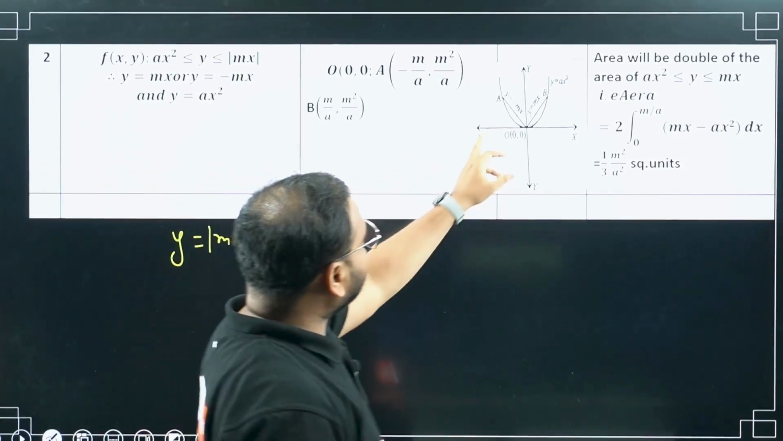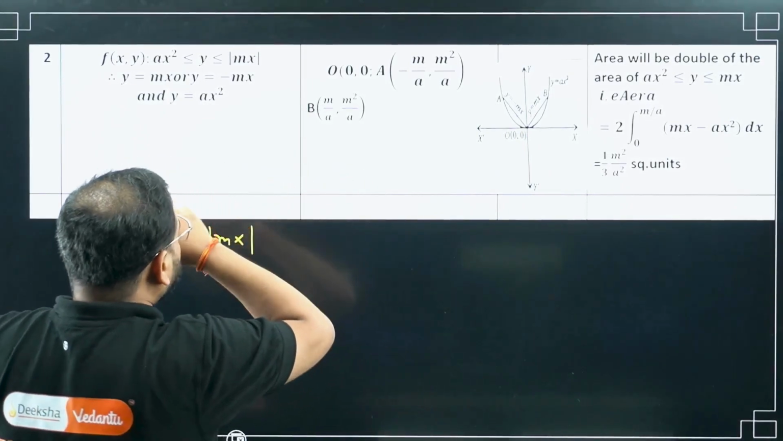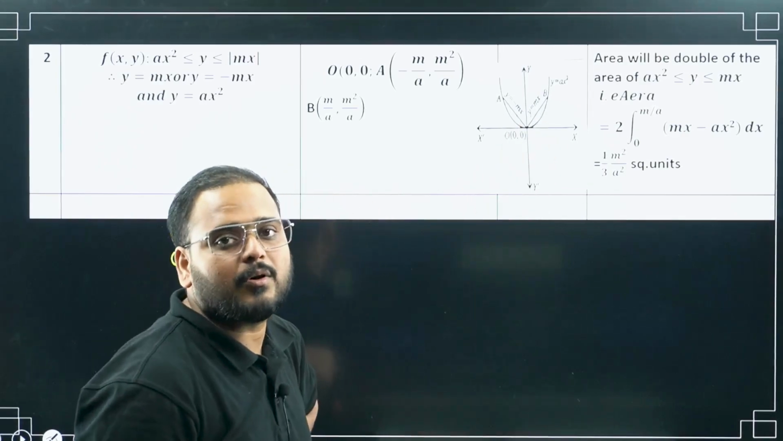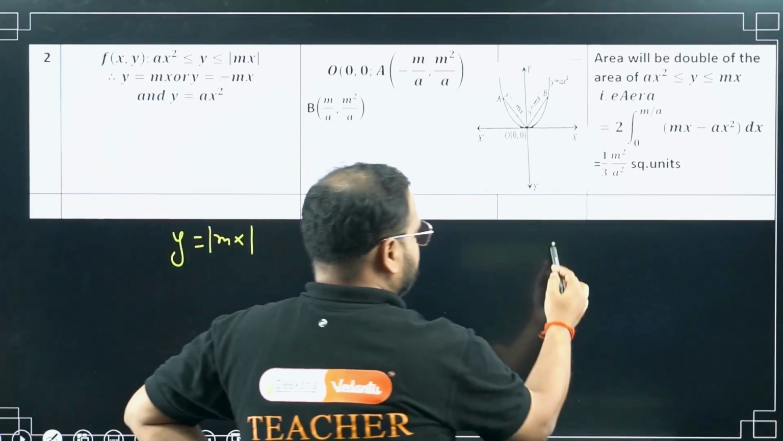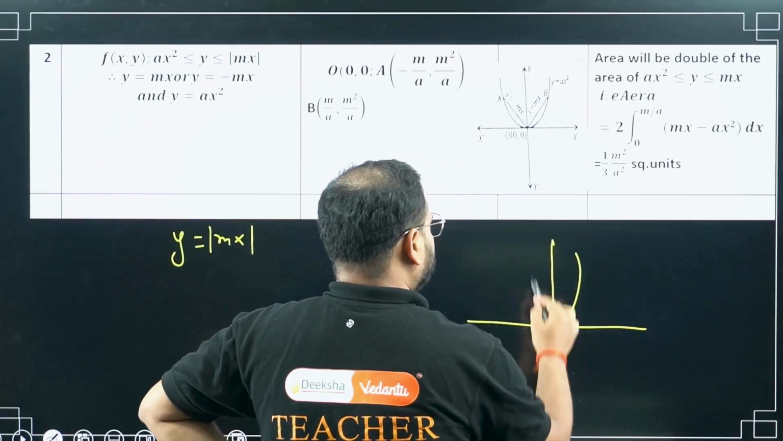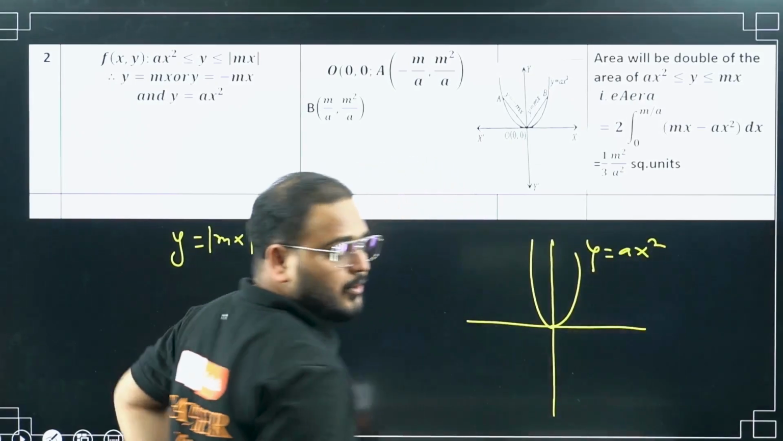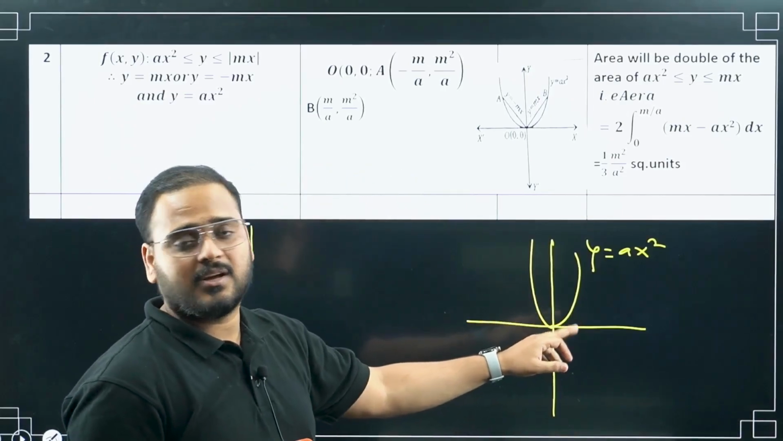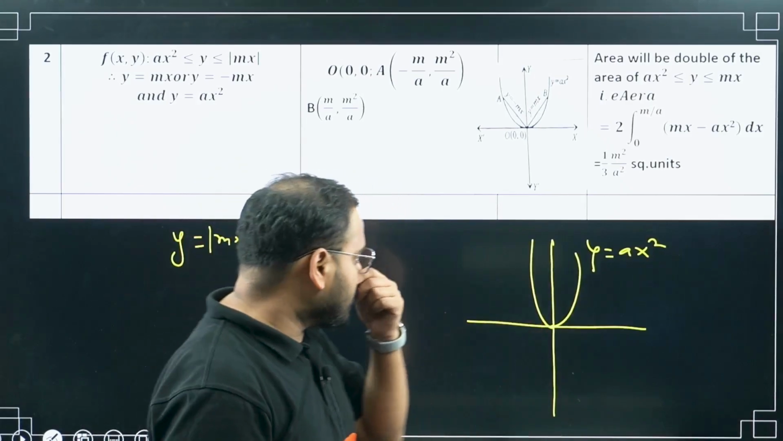So how do we find this area, sir? Check the curve. What curve is this? This curve is y equals ax square. We learned about symmetry right now. Why is symmetry important in this chapter? Because we don't have to find the area twice. If you find one area, since it is symmetric, you can just multiply it by 2. That's why symmetry is important.